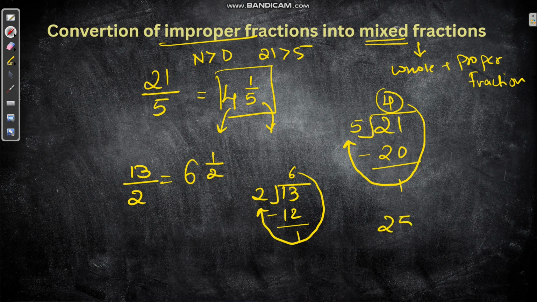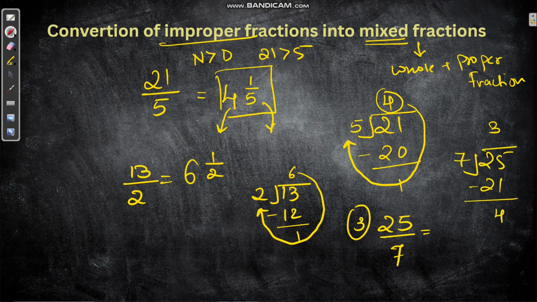You can also do this mentally if the numbers are simple. For example, the third example, 25 upon 7. If you want to find the answer, just do the long division. 7 3s is 21. Subtract, you get 4. Start from the quotient, that is 3. Then you go to the remainder, that is 4. And then you go to your divisor, that is 7. That is your answer, 3 4 by 7. Let's move on to the next slide.